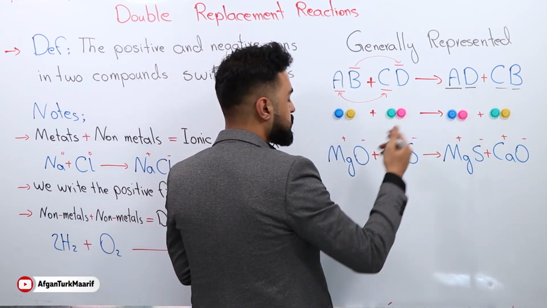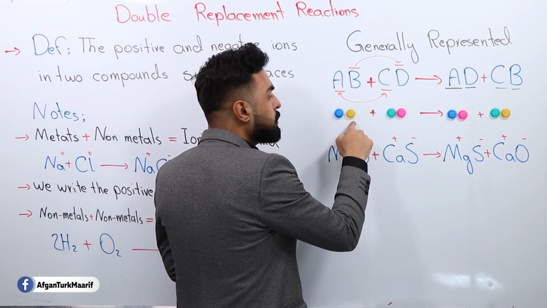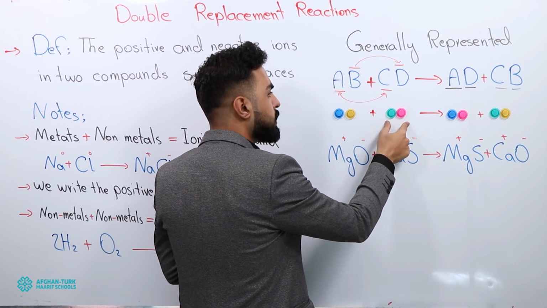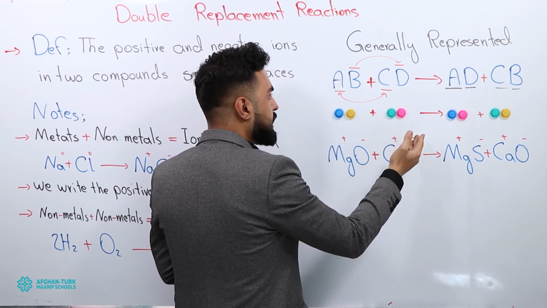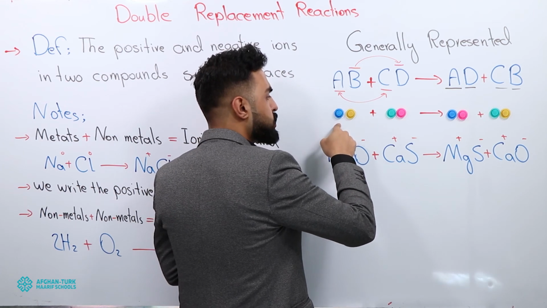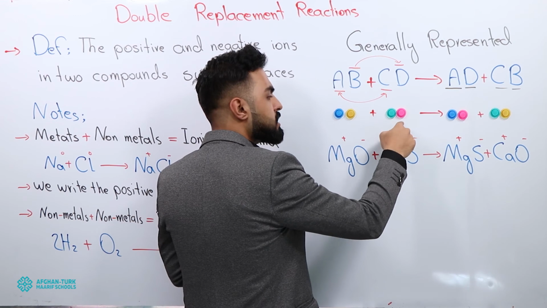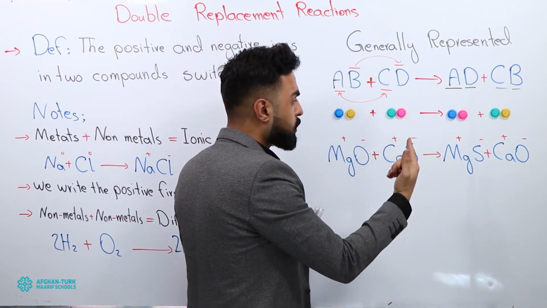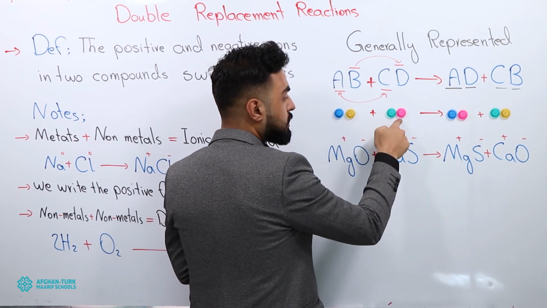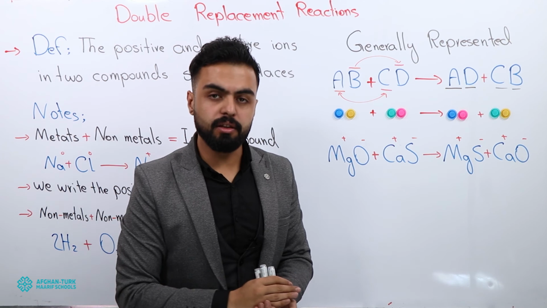Here with the colors we can define them more easily. The blue and yellow, they are a compound, and the green with the pink. What happened in double replacement reaction is that the blue changed the place with the green, or we can say the yellow changed the place with the pink. What happened here? Blue is with pink, these two, and green is with yellow.